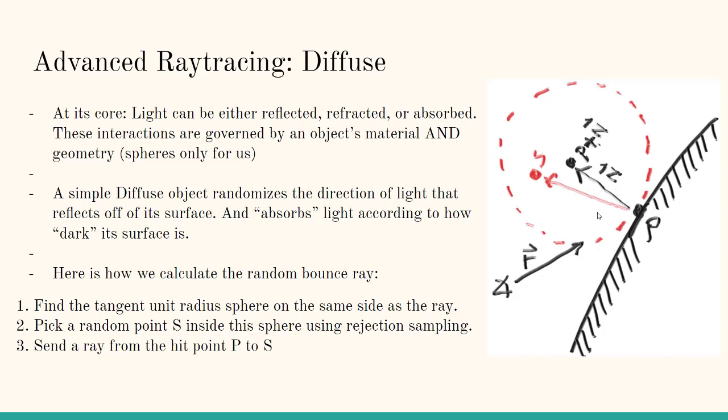And we are going to then, once we've found that tangent point, send a ray from the hit point P to the random point S. And that's going to be the actual direction of where that light is going to bounce randomly off a diffuse object.